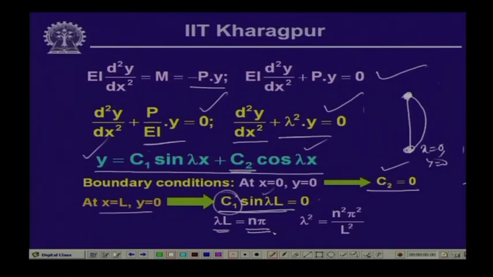Now, if we square this up, we get lambda square is equal to n square pi square by L square, and lambda square, as you know, is equal to P by EI. So, P by EI is equal to n square pi square by L square, and therefore, P is equal to n square pi square EI over L square.